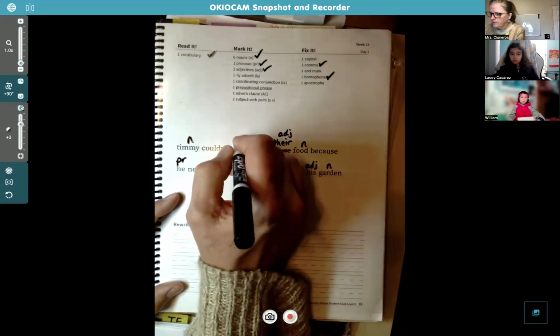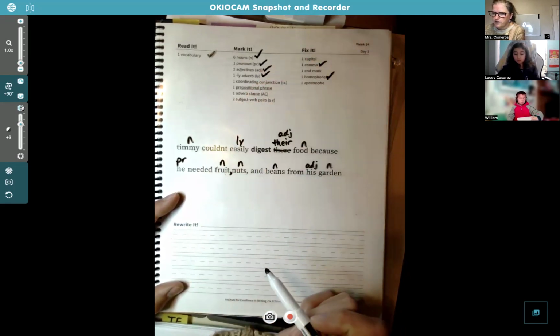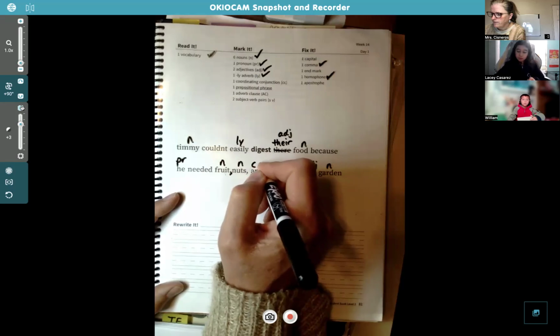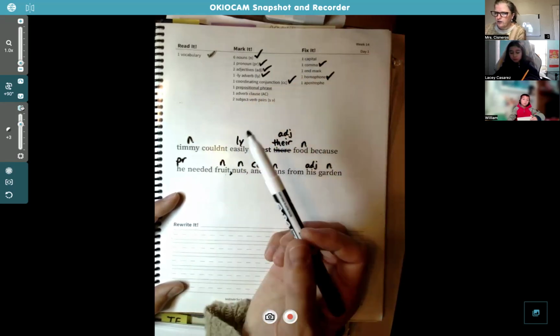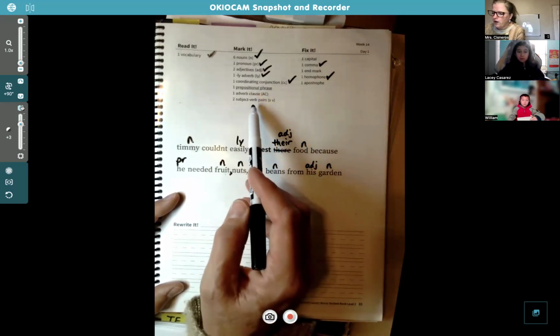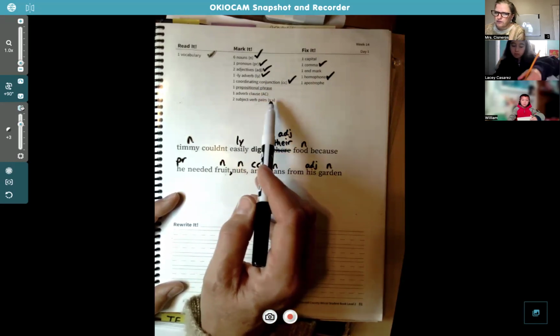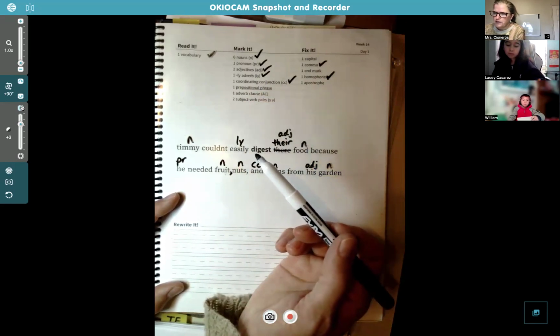Easily. Good. And Lacey, how about the coordinating conjunction? And. Good. I'm going to come back to the prepositional phrase just because that's what I like to do. I'm going to jump all the way down here actually to the subject verb pair. So I'm going to have William do the verbs and Lacey can do the subject.